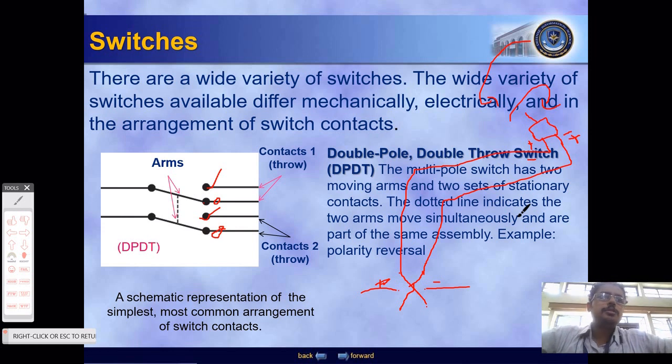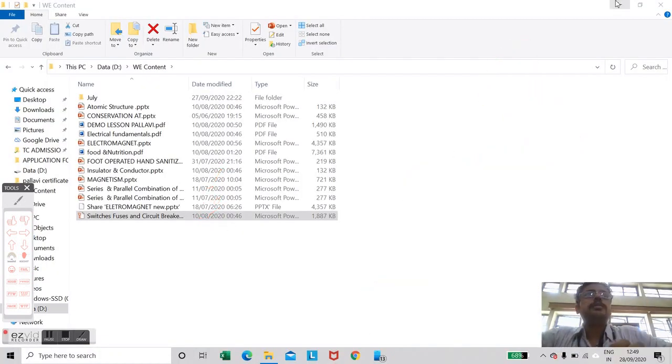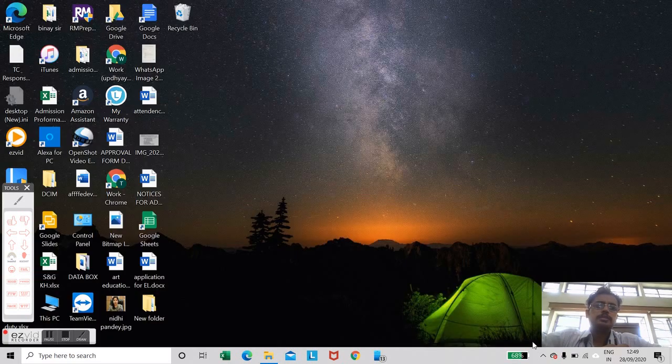And earlier I told you also that it can control ladder switching, go down switching, step switching. So it is a very important type of switch. We need to know about the switch particularly. So later, in another video, we will discuss fuses and circuit breakers.